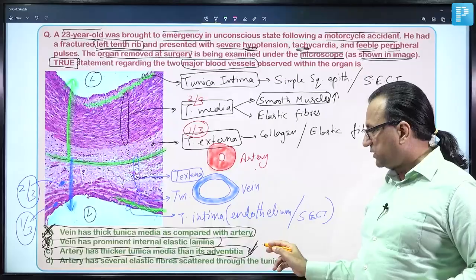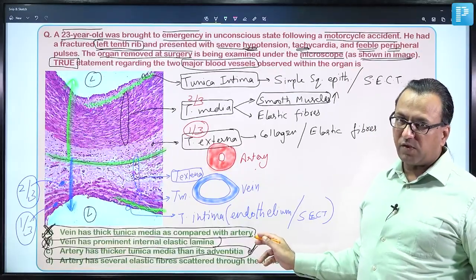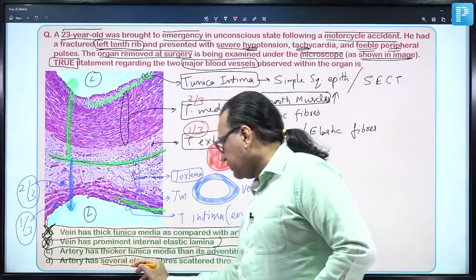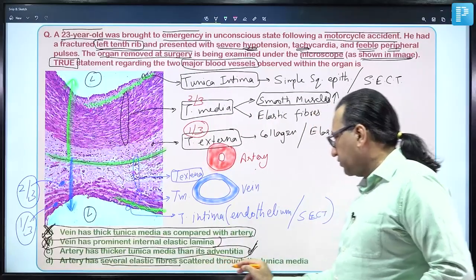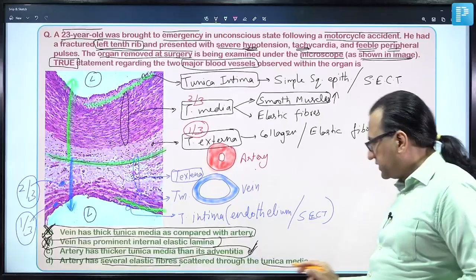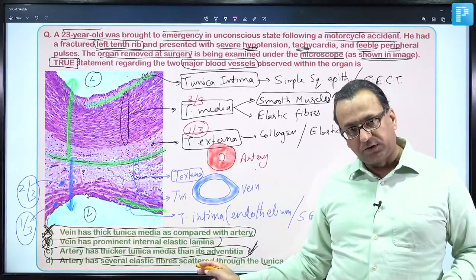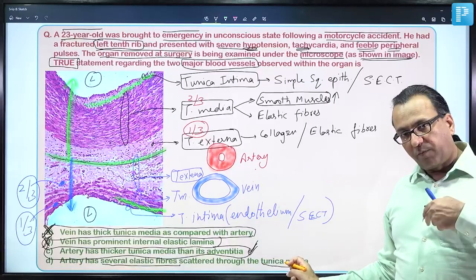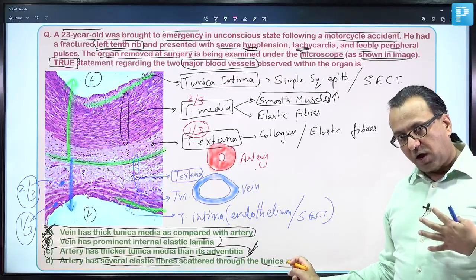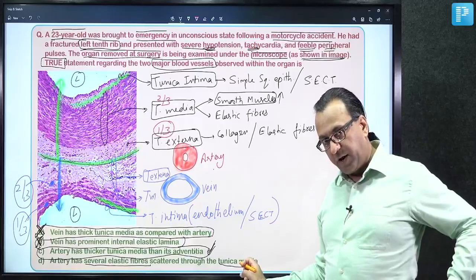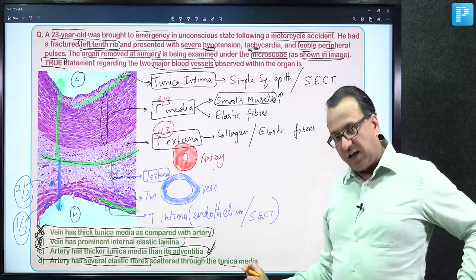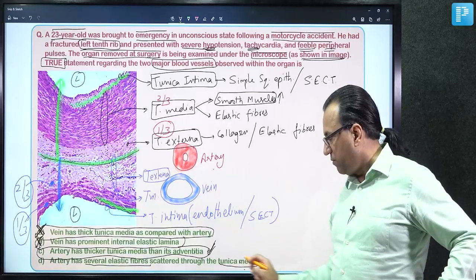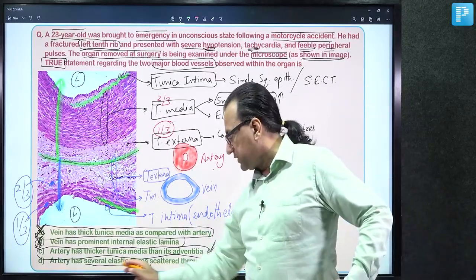So if choice C is the answer, what about choice D? Of course, it'll be a false statement, but let us check it. Choice D is telling artery has several elastic fibers scattered through the tunica media. Now, this statement will be true in case of an elastic artery, like I said, aorta or pulmonary trunk, which are close to the heart, not the splenic artery. Splenic artery is not an elastic artery, it is a muscular artery. It will have more smooth muscles in the tunica media and not the elastic fibers.